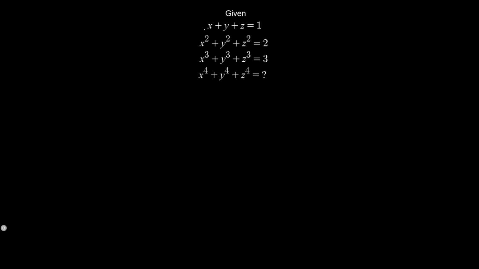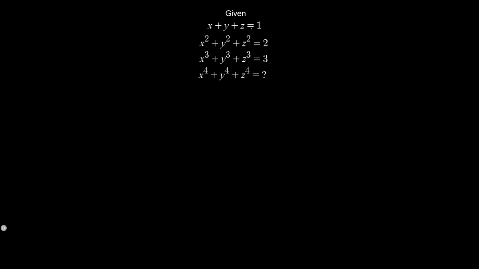So, we have 4 equations, and we are pretty much asked to find x^4 + y^4 + z^4. We know that the first equation is equal to 1, the second equation is equal to 2, and the third equation is equal to 3. But how do we find the last equation? We're going to use symmetric polynomials and expressions to find the fourth value.